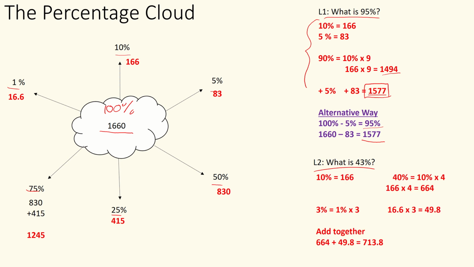Level 2, what is 43%? So 10% is 166. If I times it by 4, I get 664. You could have added it 4 times. And then I need to find 3%. So I've done 1% times 3. So this is where you're now multiplying your decimals. However, you could have added it 3 times, but altogether it should be 713.8.